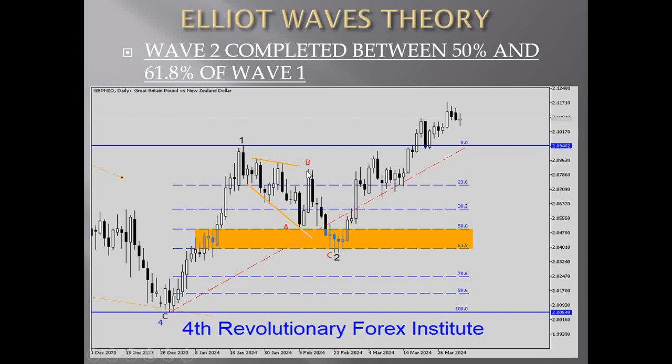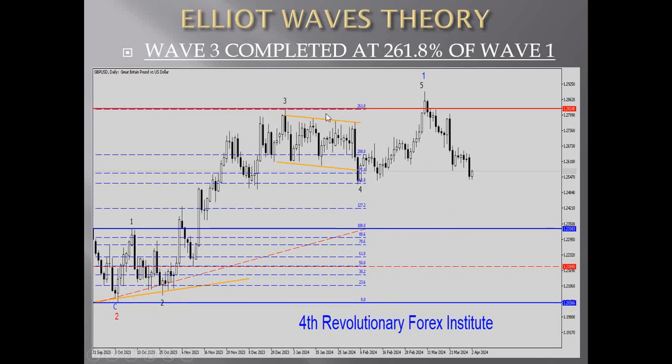And then you can see here that wave 2 was completed in A, B, C, and then you can see that wave 2 was completed between 50% and 61.8%. Some people may argue that it was completed exactly at 61.8%. And some people can say it was completed between 50% and 61.8%, because you can see here that the market was ranging between 50% and 61.8% before it went up.